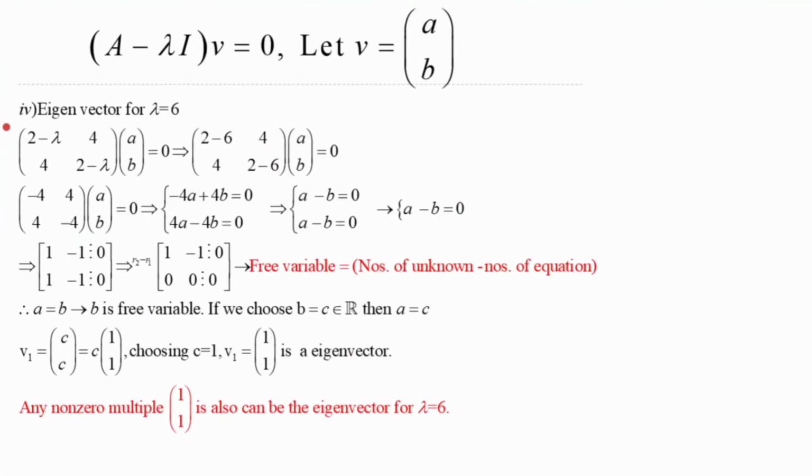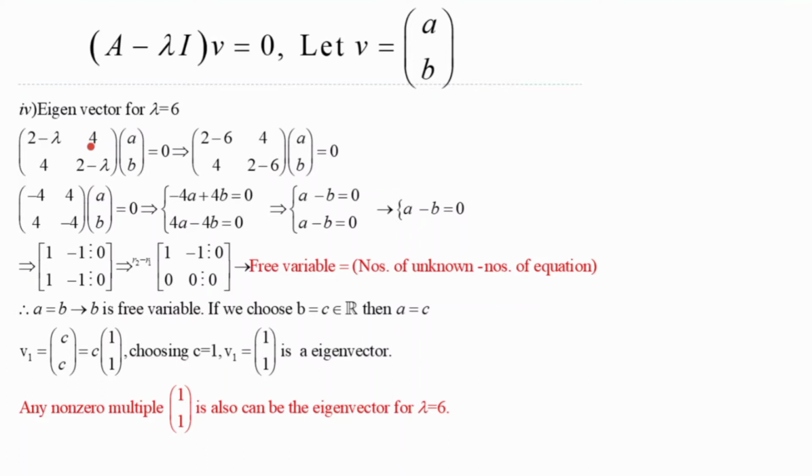So now we first find the eigenvectors for lambda equal to 6. To find the eigenvectors, we always consider this equation: (A minus lambda I) times v. Here v is an arbitrary vector, we consider v equals (a, b). We already know A minus lambda I, so it is equal to this one, and our v equals (a, b). So this is a 2 by 2 matrix.